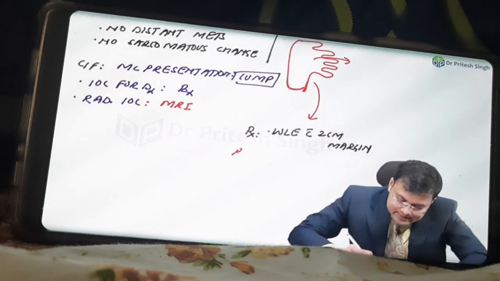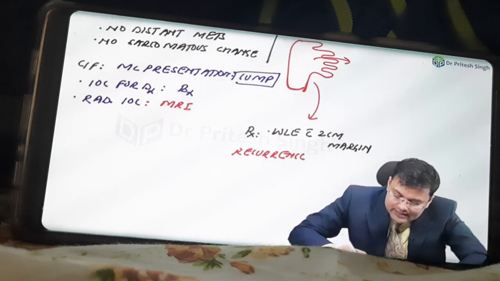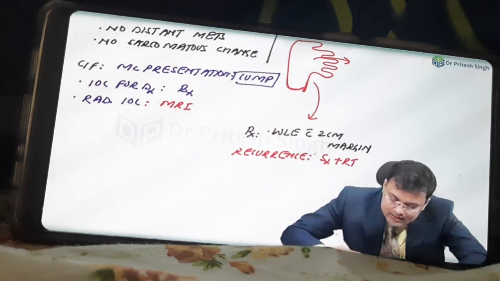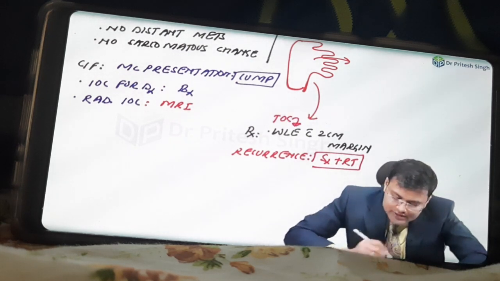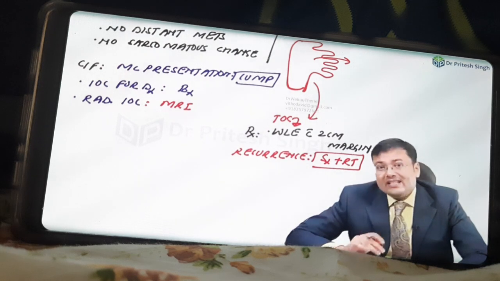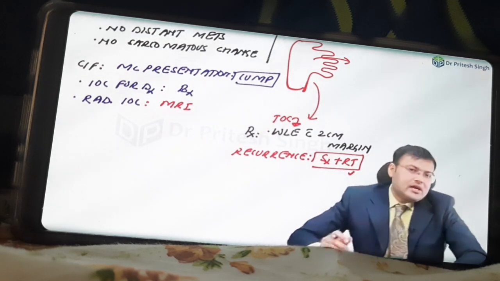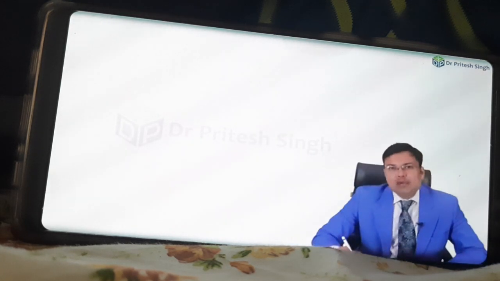And in cases of recurrence, we go for surgery plus radiotherapy. So be careful. The treatment of choice is wide local excision with 2 cm margin. When there is recurrence, then only we give radiotherapy. So this is how we treat desmoid tumor. Now we are going to discuss laparoscopy and robotics.